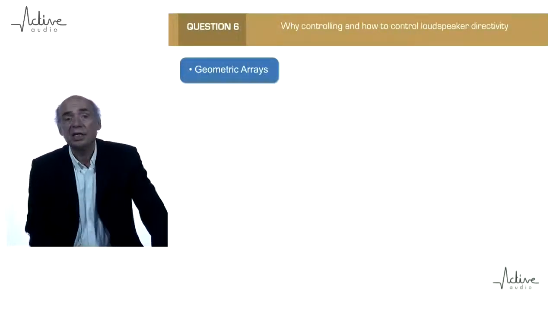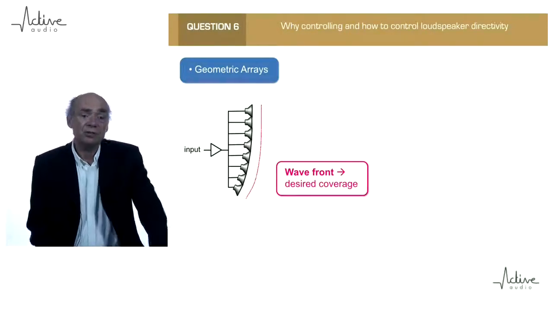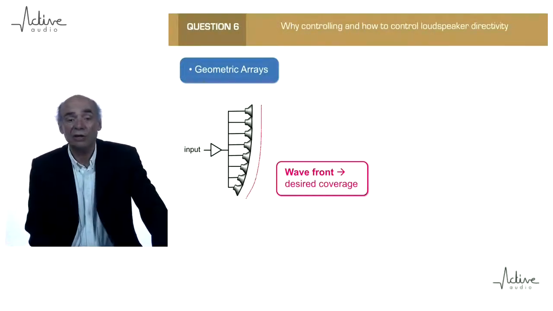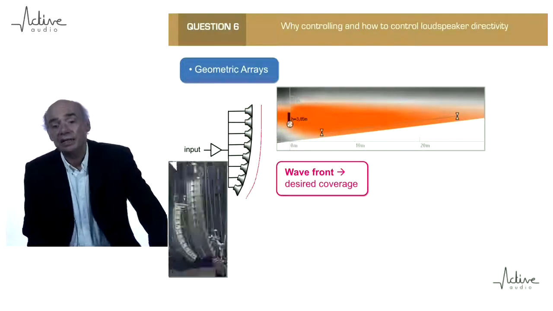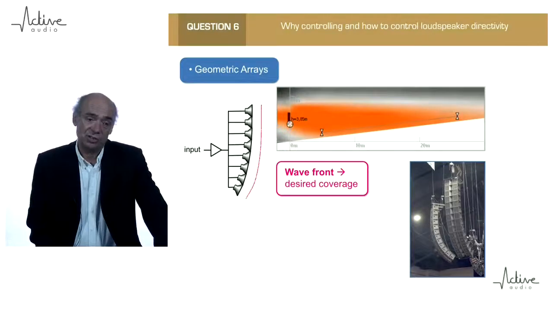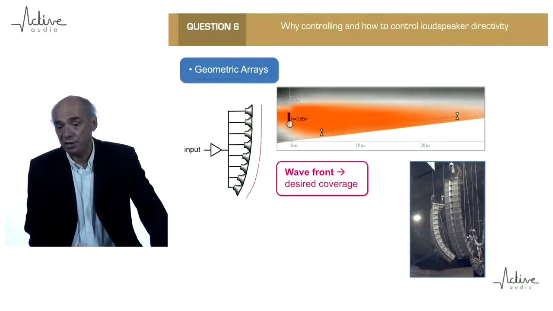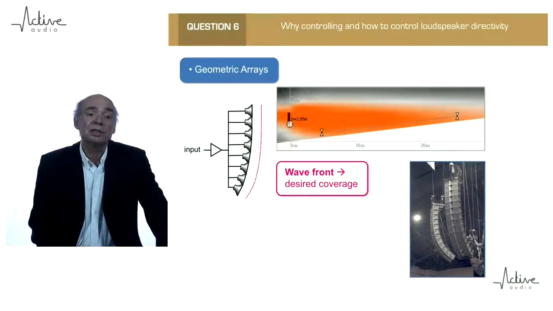Geometric arrays consist in aligning a number of loudspeakers along the wavefront corresponding to a desired coverage. And there are many such systems now in venues, concert venues.